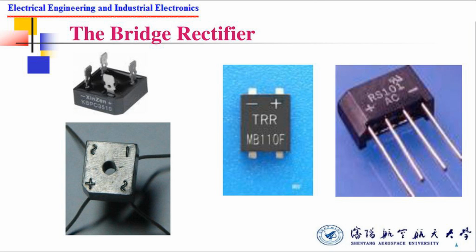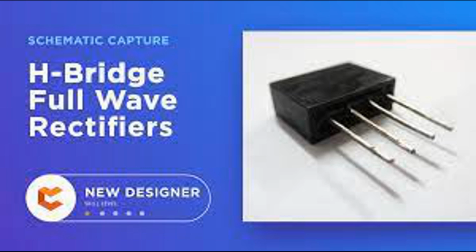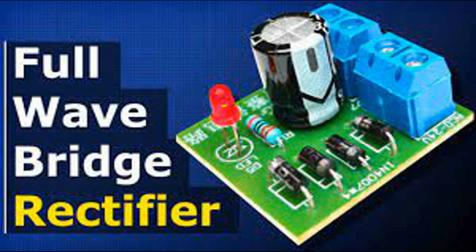During the positive half cycle of the AC input, the diodes conduct and allow current to flow through the load in one direction, producing a positive voltage at the output. During the negative half cycle, the diodes conduct in the opposite direction, again allowing current to flow through the load, but in the same direction as before, resulting in a positive voltage at the output. As a result, the output voltage is a pulsating DC waveform with less ripple compared to half-wave rectification.